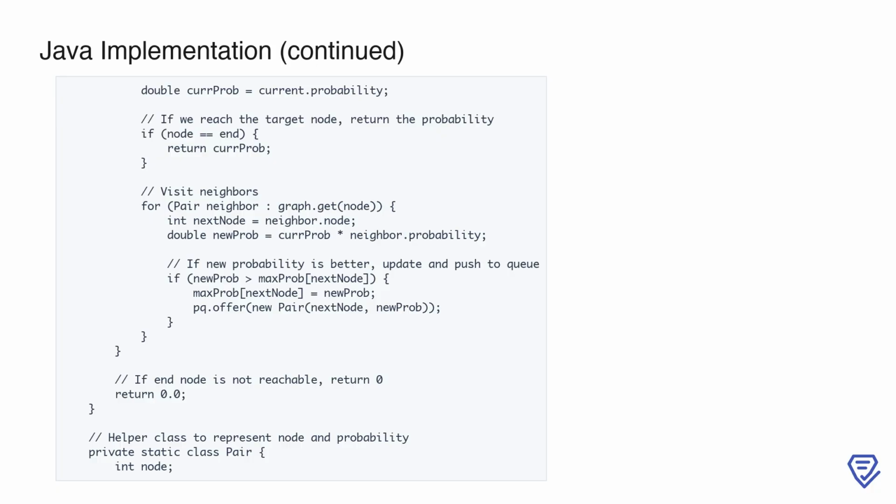For each neighbor, we calculate the new probability of reaching that node by multiplying the current probability with the edge probability. If this new probability is higher than the previously recorded probability for this neighbor, we update the maximum probability and add the neighbor to the priority queue with its new probability. This ensures that we prioritize processing nodes that offer a higher probability of reaching the target. The loop continues until all reachable nodes are processed, or we find the target.